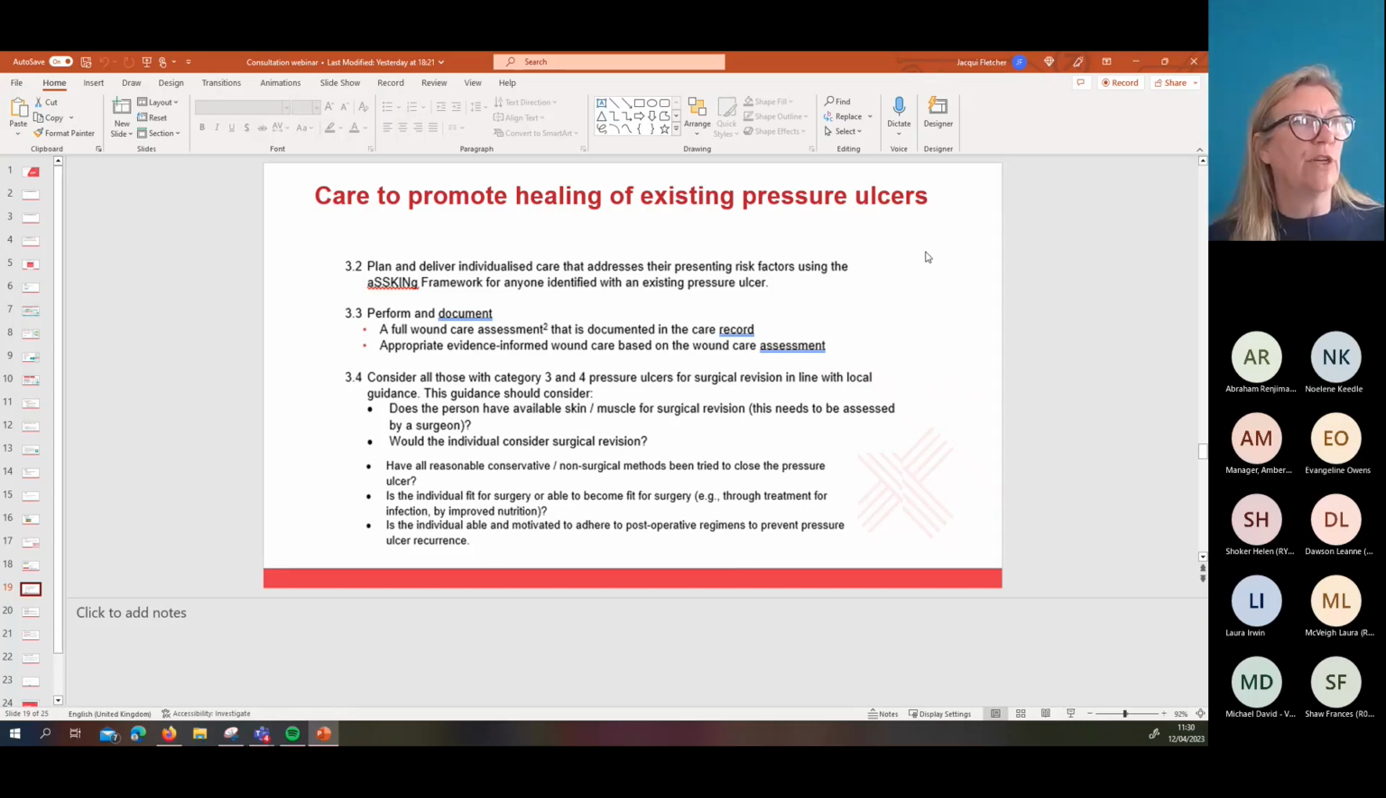Some people will refuse surgery. Have you tried all reasonable conservative methods? So this means, have you followed the evidence base? Have you done the right things, the kind of more aggressive things you should be doing, including debridement, considering things like negative pressure, considering larval therapy? Have those all been done? Is the patient fit for surgery? And if you do the surgery, are they motivated and able to adhere to the recommendations you would give them to prevent recurrence once they've had the surgery?